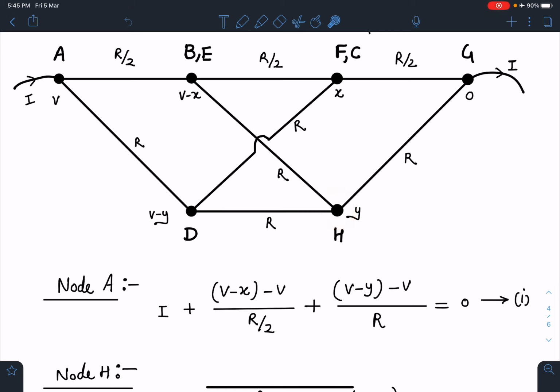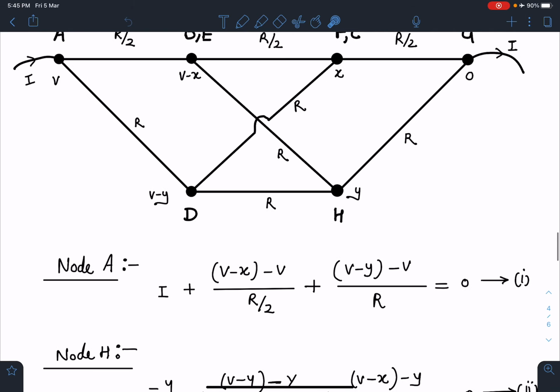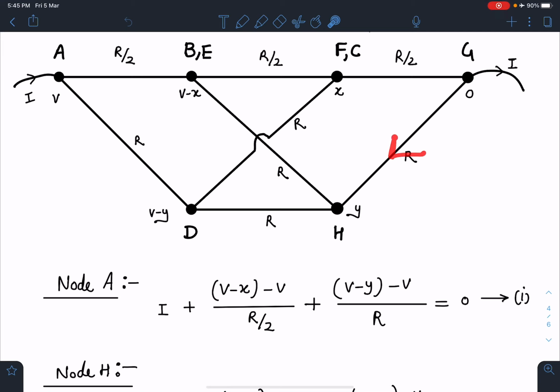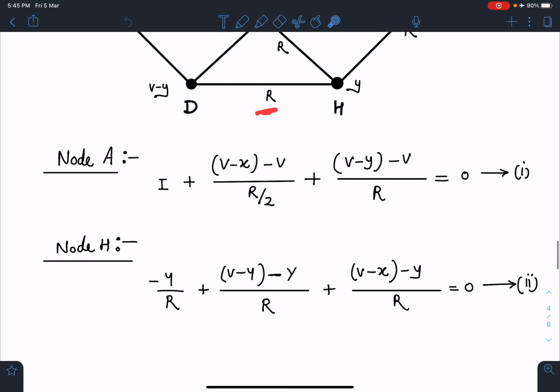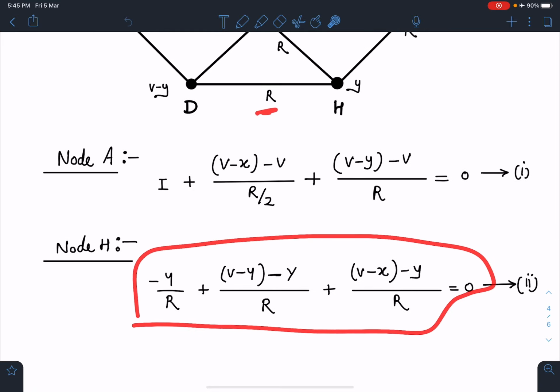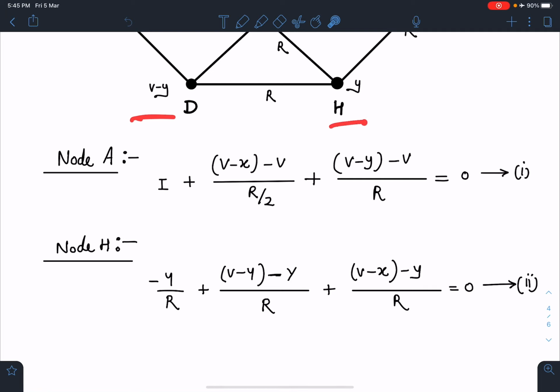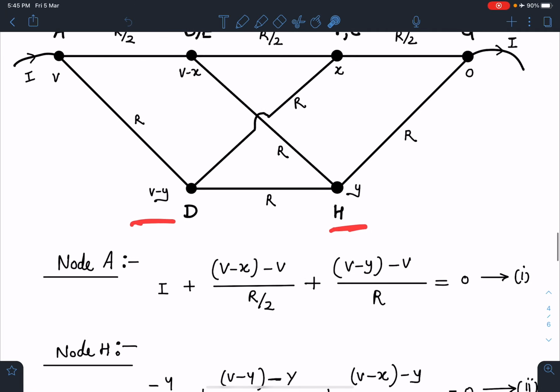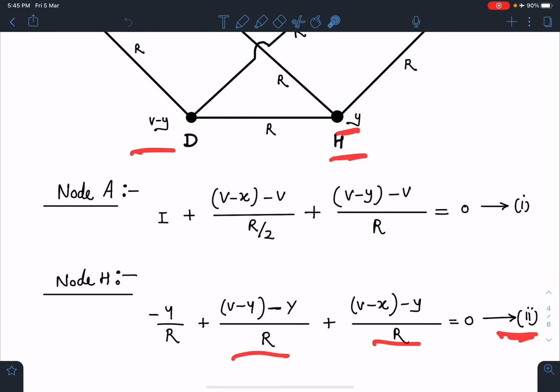And similarly guys, at node H you can take, node H is this point. So total current leaving or coming, you can write whichever way you are comfortable. So I am writing here total current coming. So here the total current coming will be (0 minus Y) divided by this resistance, which is R. And current coming here will be (V minus X) divided by R. And current coming here will be (V minus Y) divided by R. So that is what I have done here. You can check. Minus Y by R and (V minus Y) by R, and this is here (V minus X minus Y) divided by R. This is equation number 2.